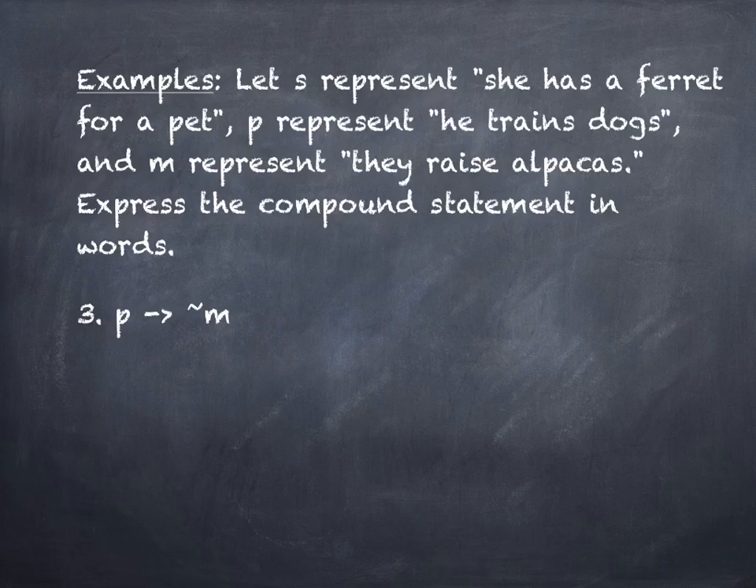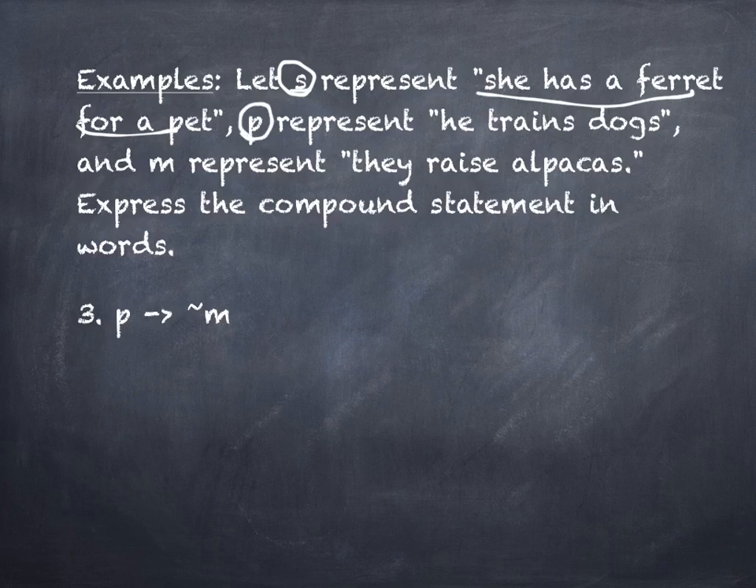All right, now we're going to do 2 problems that look a lot like the ands and the or statements we did, where we're told what the letters are, and we're told either a symbol or a sentence, and we need to turn it into the other one. So right here we've got the statement S, and S is the statement, she has a ferret for a pet.